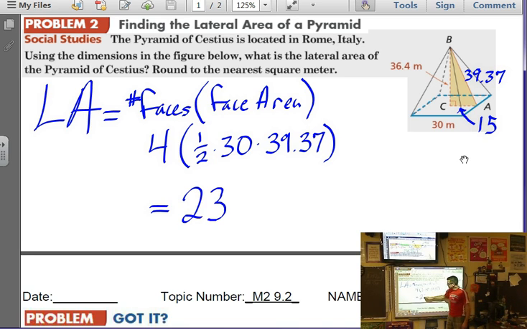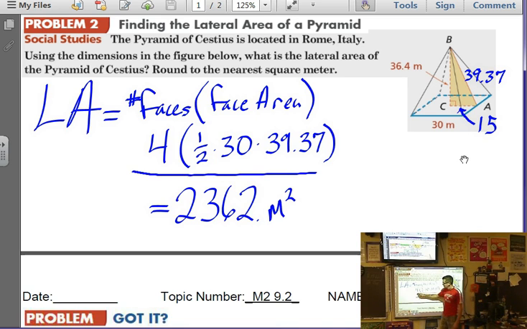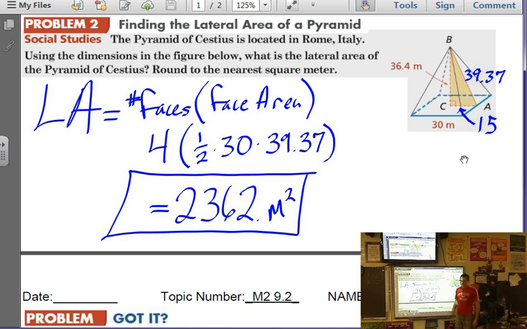2,362.2. Holy crap. To the nearest square meter, that is 2,362. I thought it said 10. So let's say they were buying something like a chemical that covers so many square meters per container. That's a lot. This would let them know how many containers they would need to buy.